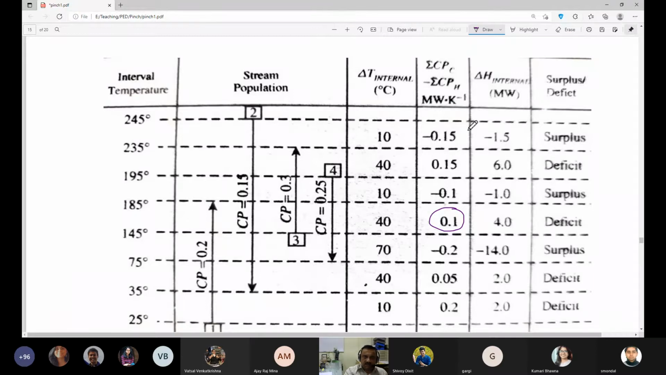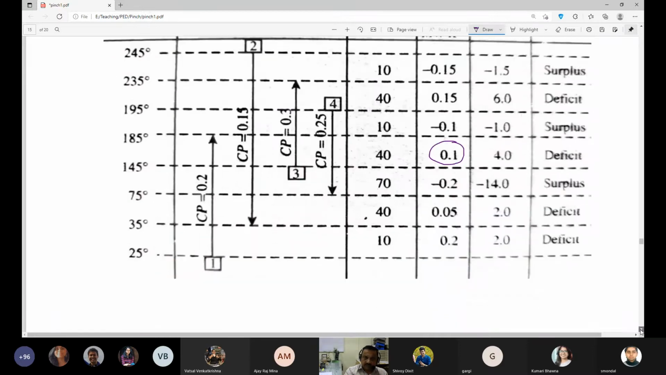And then what we do is I try to find out the delta H interval, and to do that I simply multiply the delta T with the MCP value. Okay, so that I get the delta H value. So I multiply 10 with minus 0.15, I get minus 1.5. 40 with 0.15, I get 6. And then wherever there is a minus sign, I call this a surplus. Wherever there is a plus sign, I call this a deficit. And I compute this table.